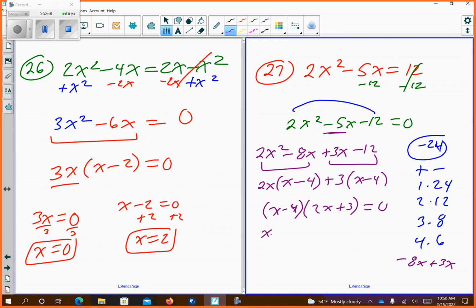So I get x minus 4 equals 0. So x equals what? 4. So you'd add 4 to both sides. And then I get 2x plus 3 equals 0. This one's not as easy to do in your head. So subtract 3 first. Good. Divide by 2.